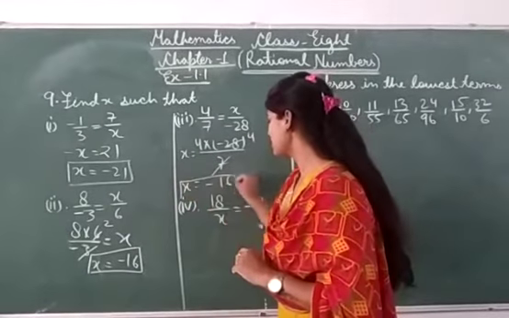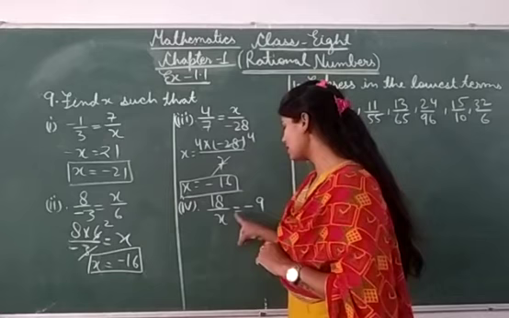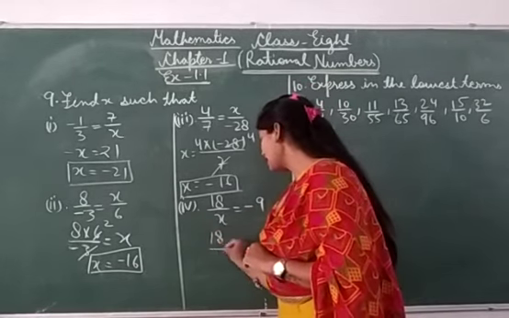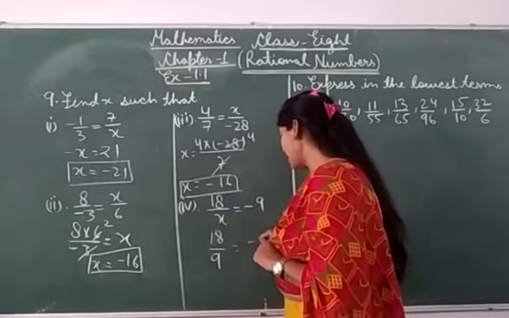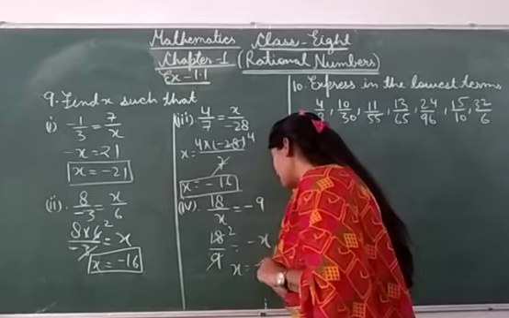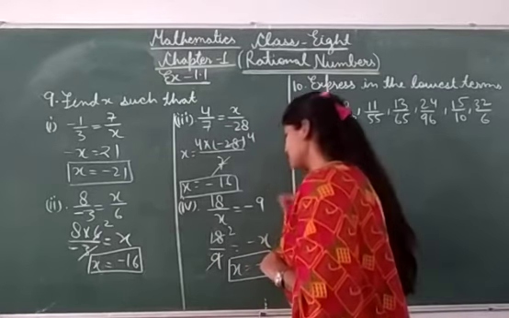So the next question is 18/x equals -9. By cross multiplication, 18/9 equals -x. 9 2s are 18, so x equals minus 2 is the answer.